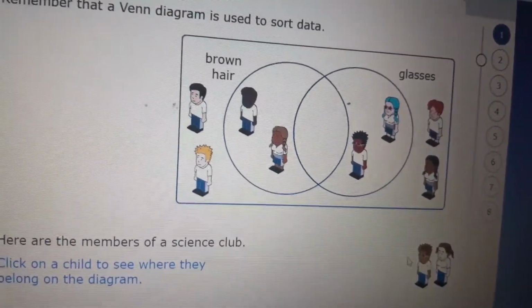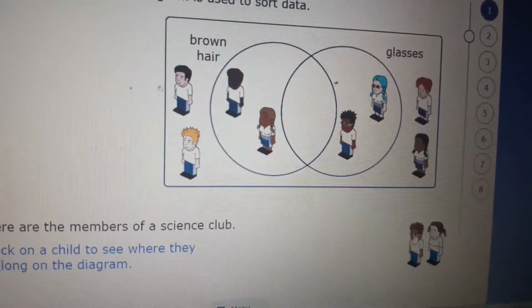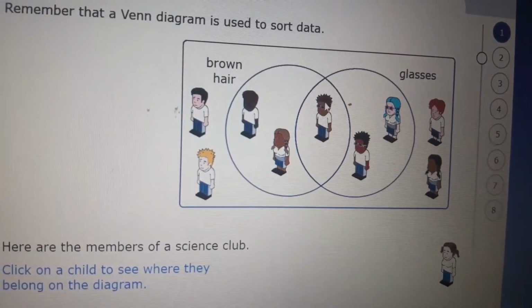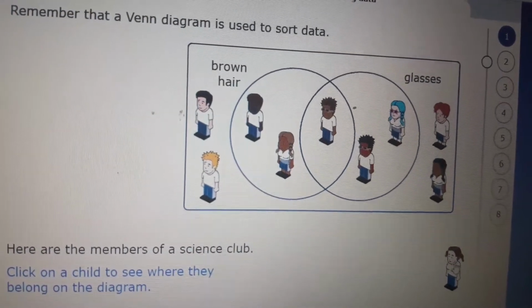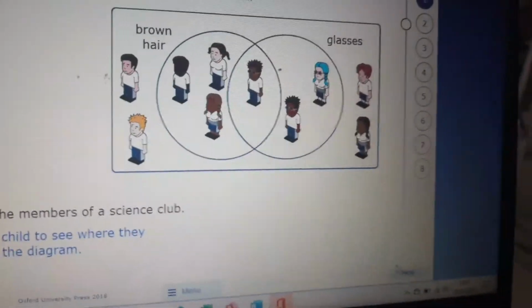This boy has neither brown hair nor glasses. This boy has brown hair and glasses. So he goes in the middle. And this girl has brown hair. So she goes in the brown hair section.